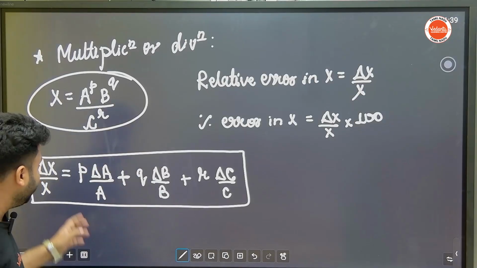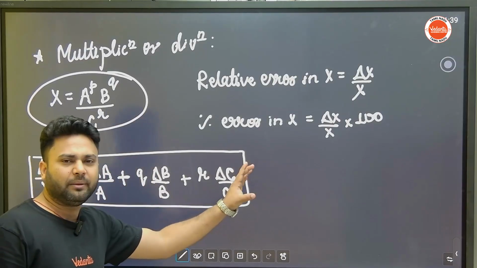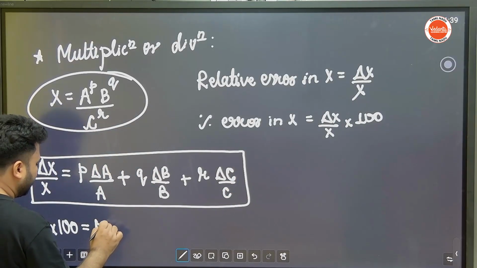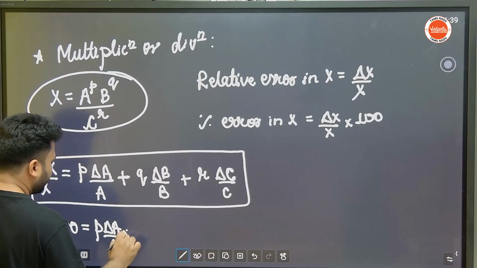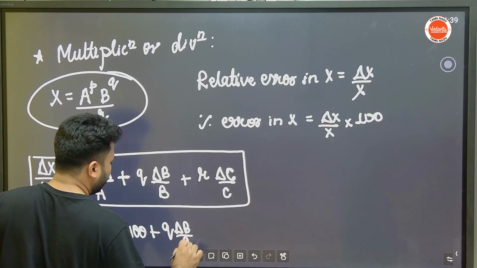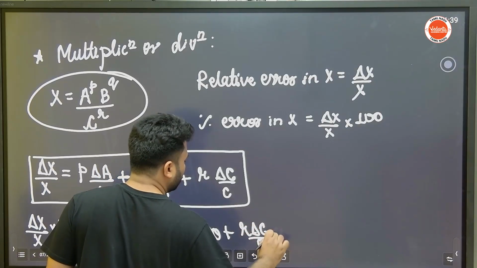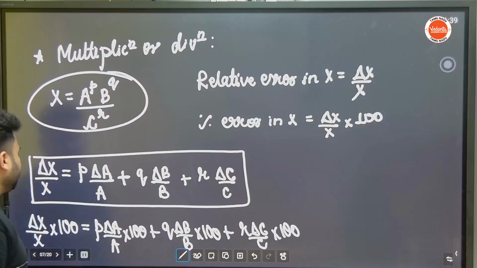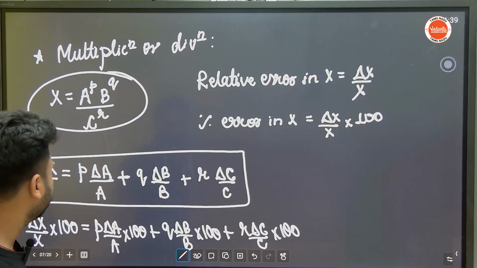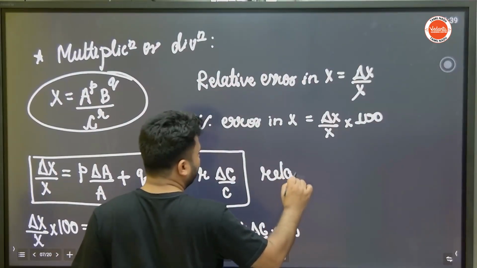Sometimes they ask what is the percentage error in X? Percentage error in X is delta X by X into 100. So if you are multiplying by 100 here, you should multiply by 100 here also. So you will write P delta A by A into 100 plus Q delta B by B into 100 plus R delta C by C into 100. This is the percentage error in X. This is relative error in X. This is percentage error in X. This is relative error in X.